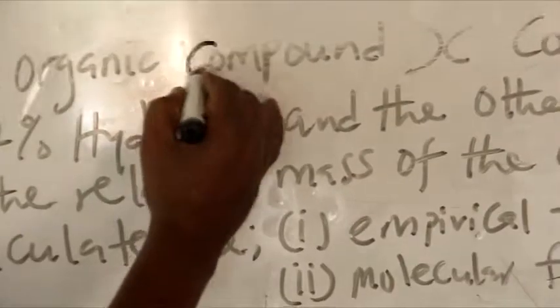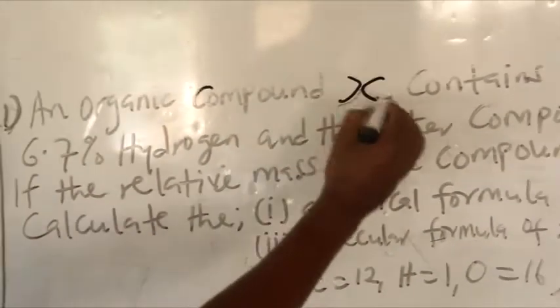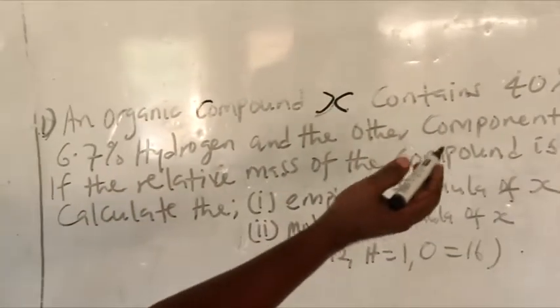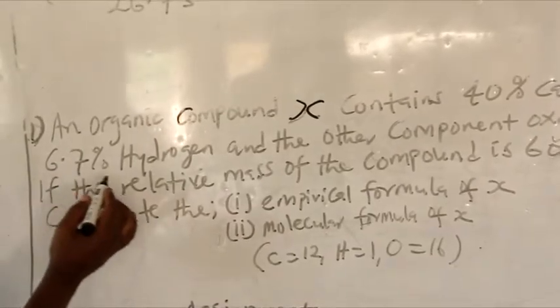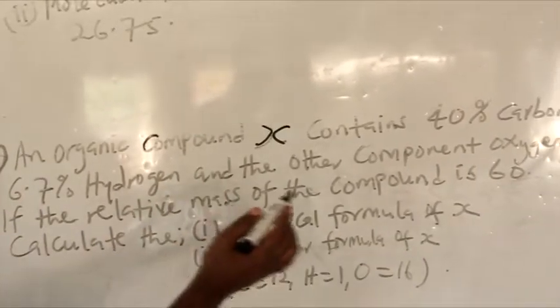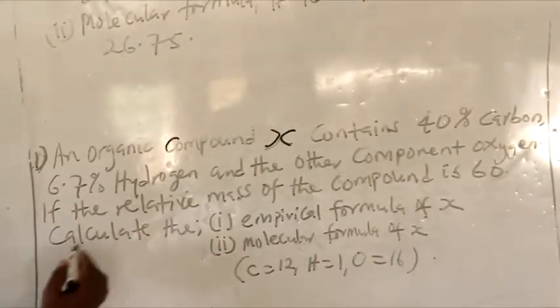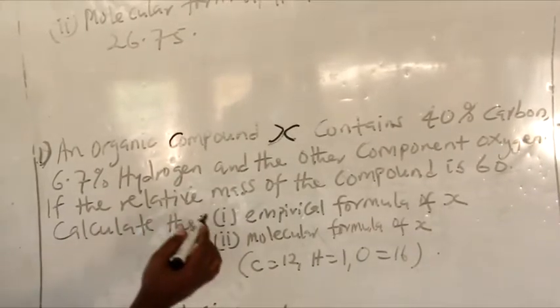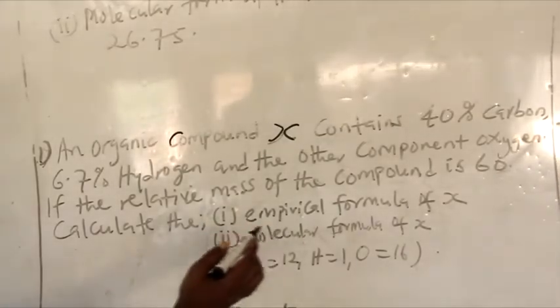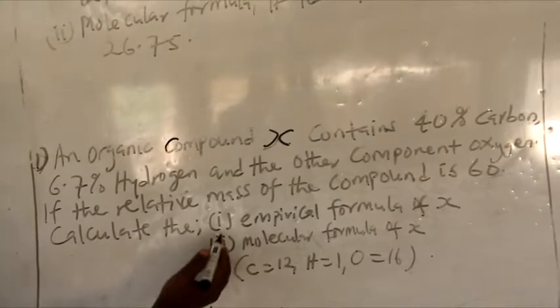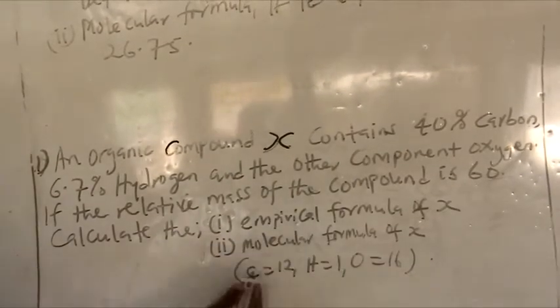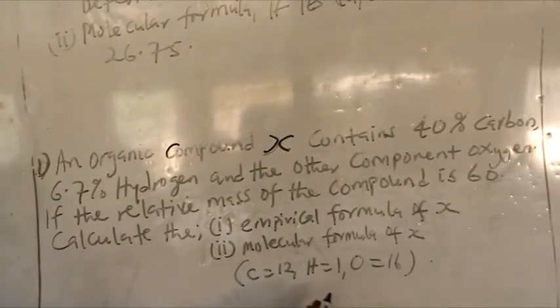Let's start with the example on the board. An organic compound X contains 40% carbon, 6.7% hydrogen, and the other component oxygen. If the relative mass of the compound is 60, calculate, first, the empirical formula of X, and second, the molecular formula of X.